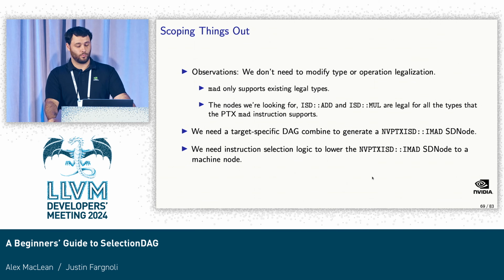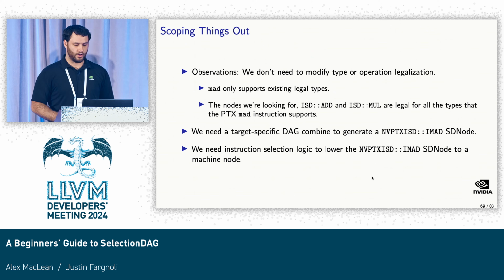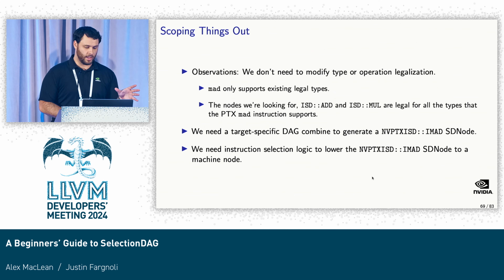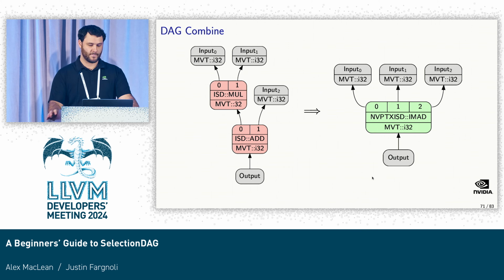What do we need to do? Well, for one, we need a target-specific DAG combine to generate our target-specific SD node, NVPTXISD::IMAD. We then need instruction selection logic to lower our target-specific SD node into a machine node. So step one, our DAG combine. We want to take our add that takes in a multiply on the left and generate our IMAD.